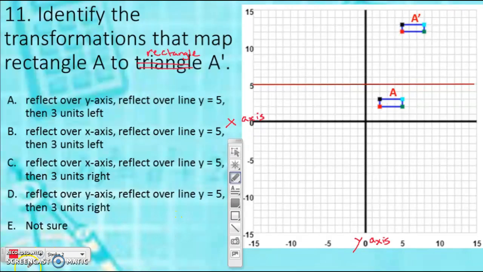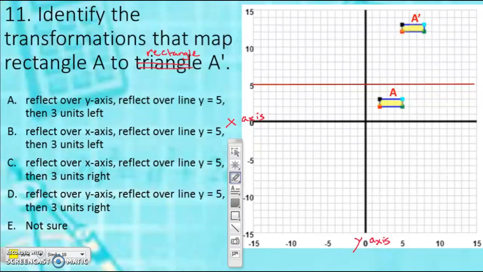Assessment 1 in Geometry. Here, they have given us a rectangle, A, and they have transformed or changed or moved this rectangle to A prime, which is up here. Now, when we look at a problem like this, they're telling us that there are transformations. So more than one thing, more than one step was required to get that rectangle there.